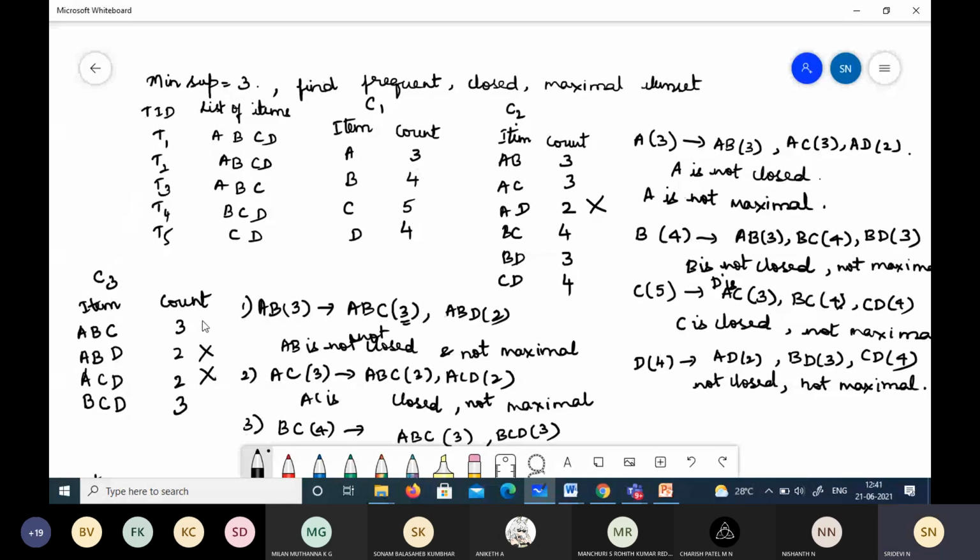And if we consider 3, what is their frequency? When we find out this frequency, it should also support this minimum support count. If it does not, then this item is not frequent and we will not consider it for forming a superset next.